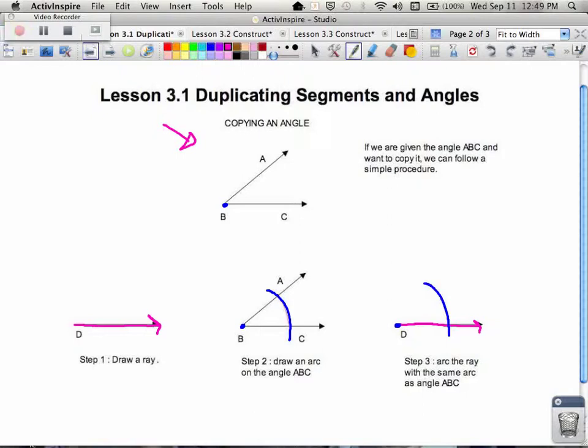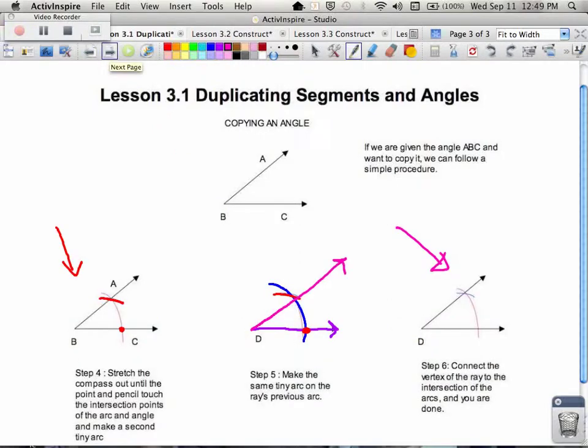Step 3, go back to your original ray. You've already made the arc on the original angle, and then make another arc on your ray so that you see what you see in step 3 on the far right. Step 4, go back to the original angle ABC, put your compass point where the arc mark on the original angle is crossing the bottom ray BC. Stretch out or adjust your compass so that the pencil is touching the point where the arc mark is intersecting ray BA. Make another arc. That's what you see in red on the left-hand side.